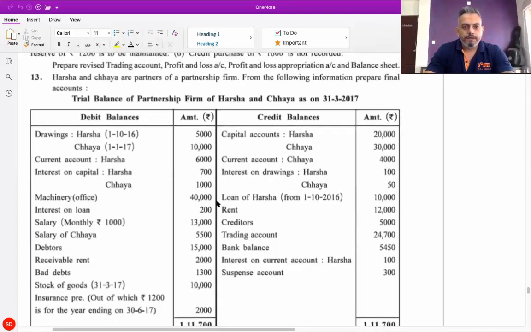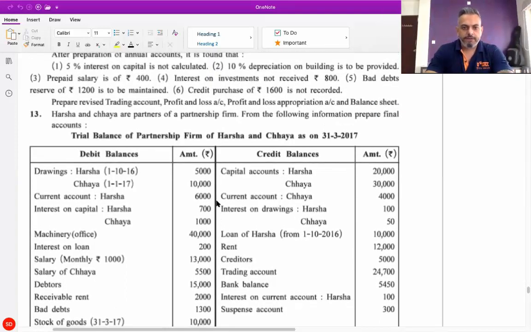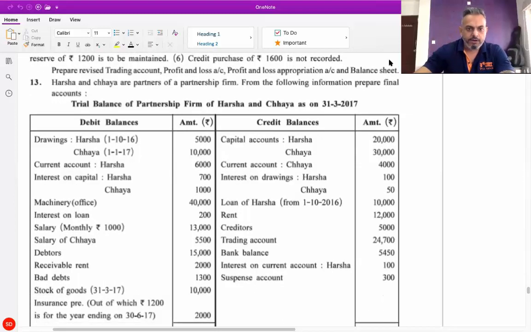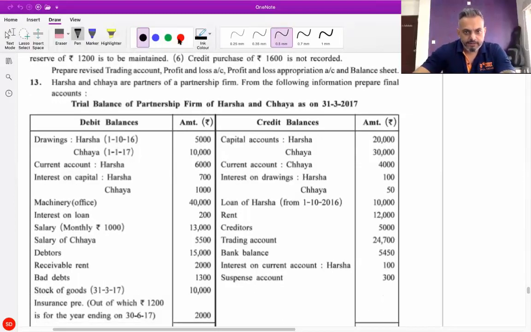Now, Harsha and Chaya are partners of a partnership firm. From the following information, prepare final accounts. Now, drawings are given. Drawings here, you can see there are different dates: 1/10 and then you have 1/1/2017. So you need to be careful with this. Okay, they are on different dates.